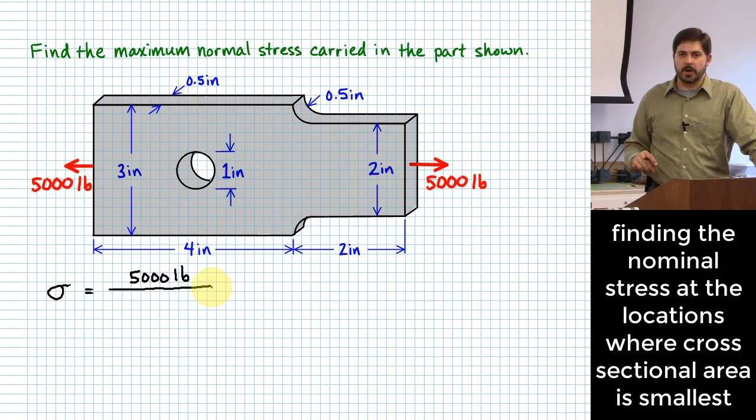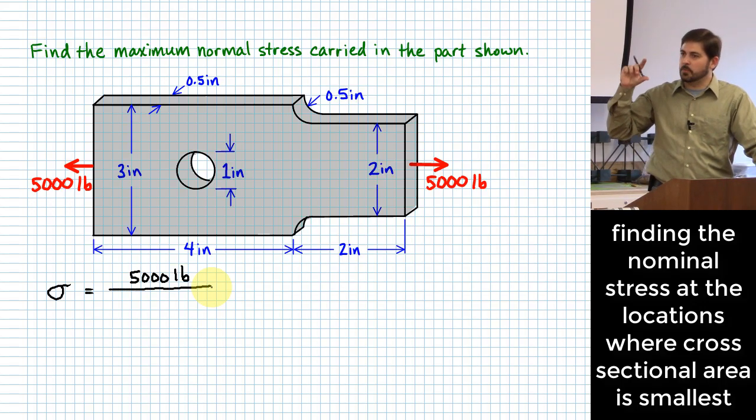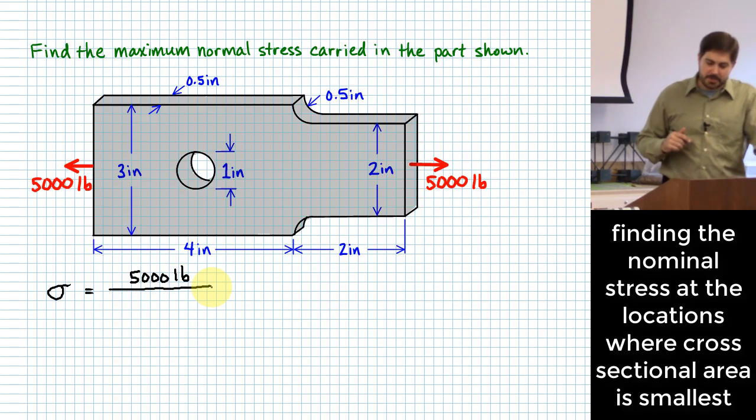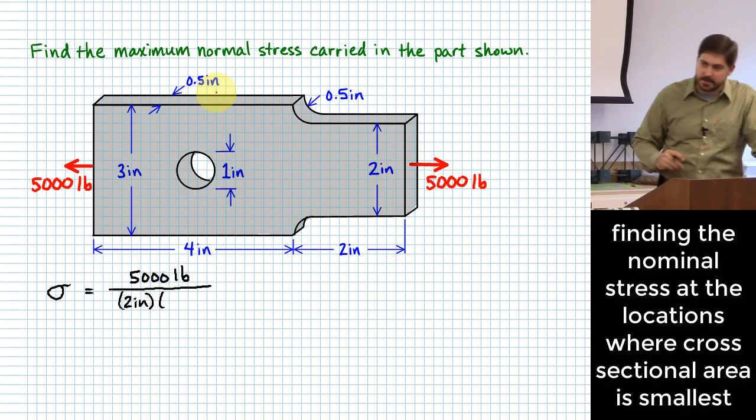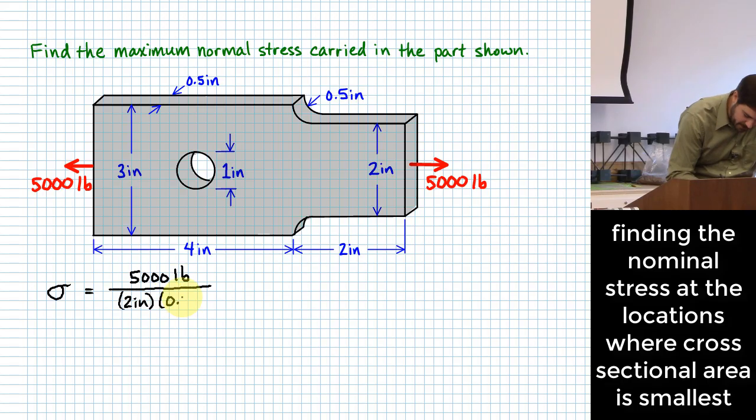Okay, we need to figure out where the area is the minimum. What's one possibility for where the area is the minimum? Okay, the little part where there's a reduction in the width of it, where it goes from 3 inches down to 2 inches on the right end of it. So how much cross-sectional area do I have right there? 2 inches times, okay, you see up here we've got the thickness of this part, so 0.5 inches.